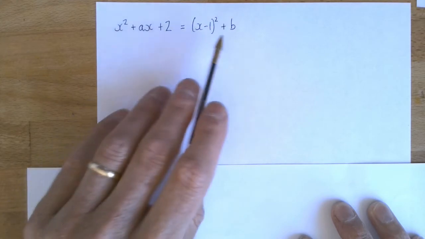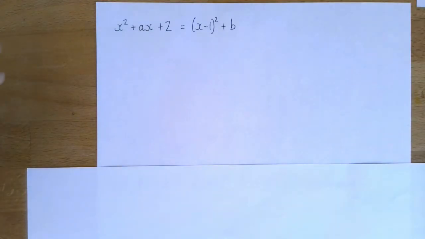We've got a couple of missing values, and the question will just say, find the value of A and the value of B. And I love these sorts of questions, I have to tell you, because there's detective work involved. So I'm going to talk you through how I would go about this, and then you're going to have a go at some for yourself.